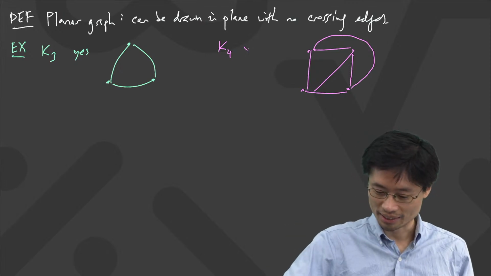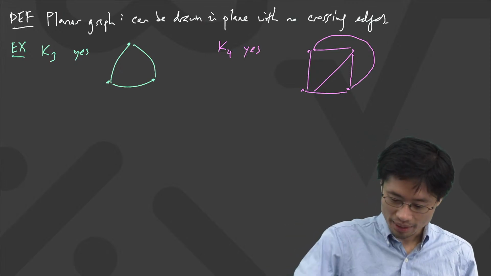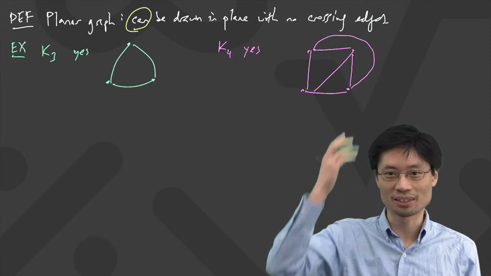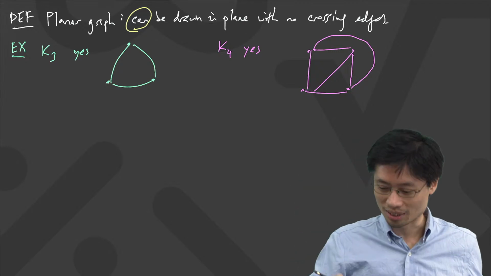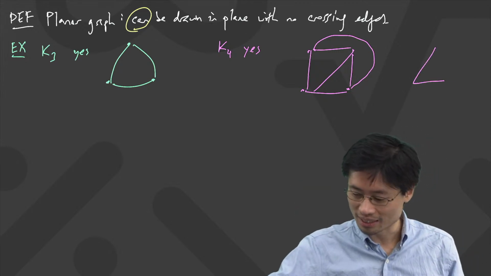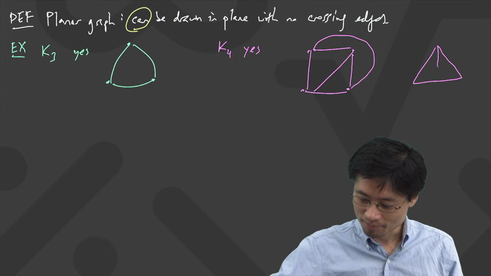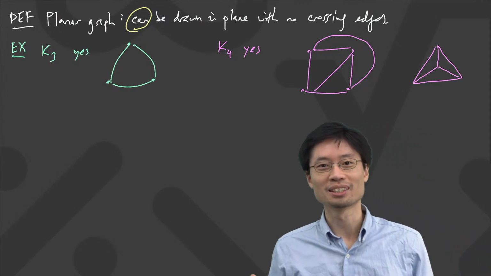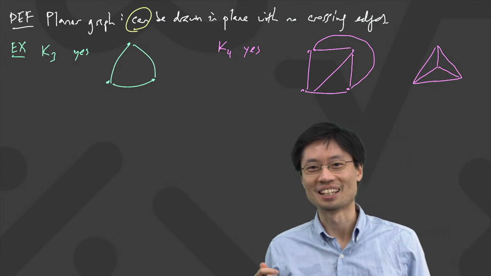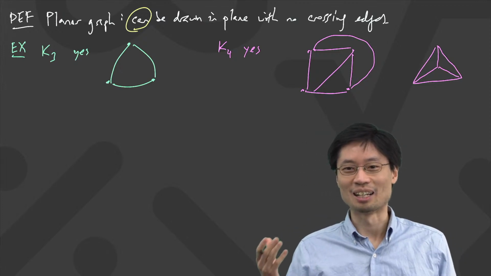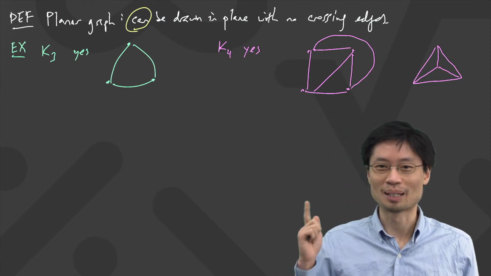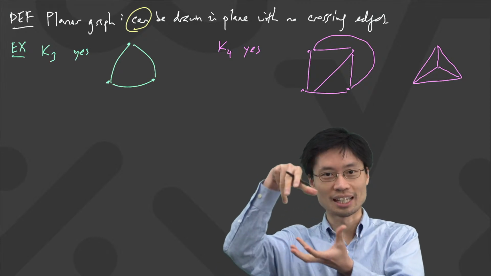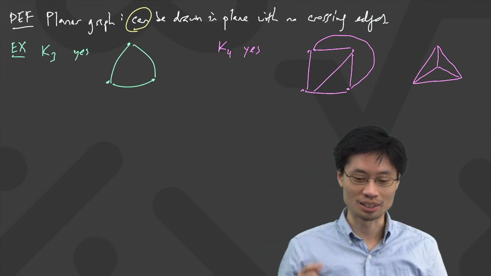This is also a yes, because the key word is that it can be drawn in the plane with no crossing edges. And so here we clearly did a better job. Actually, there's another way to draw K4 in the plane with no crossing edges. It looks like this. This is often called a tetrahedron, because you can think of it as a tetrahedron, drawn in this way. It's sometimes compared to the Citgo logo, but I'm not sure.